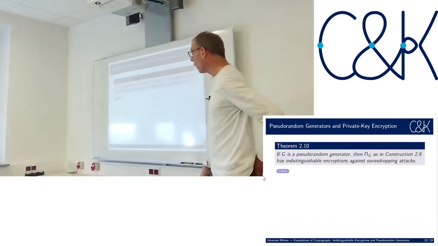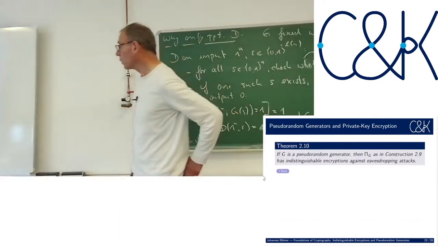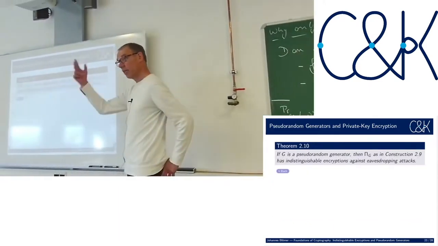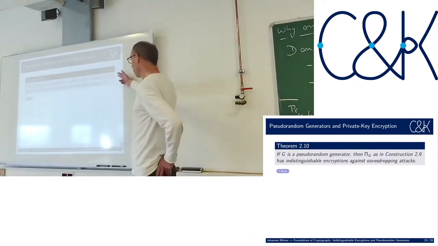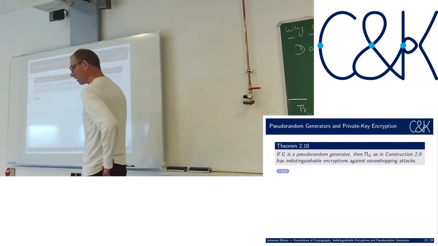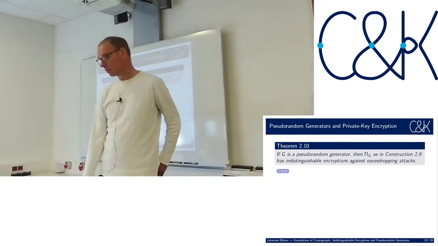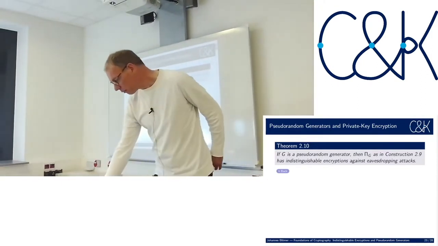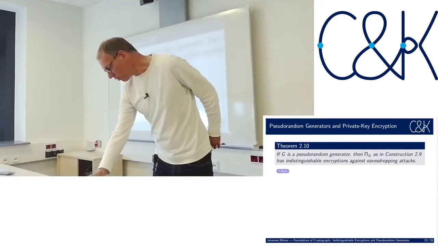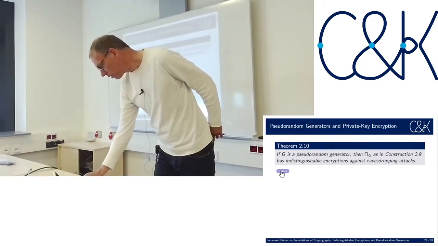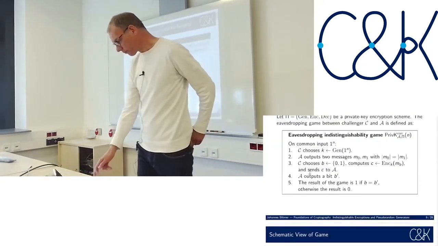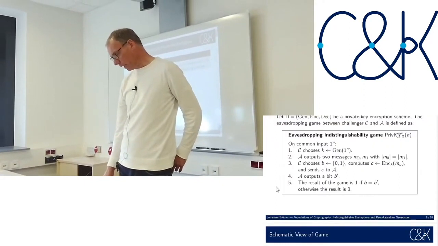So what we want to prove is Theorem 2.10, which says: if G is a pseudorandom generator, which also has the second property, then Pi_G, as in Construction 2.9, has indistinguishable encryptions against eavesdropping attacks.